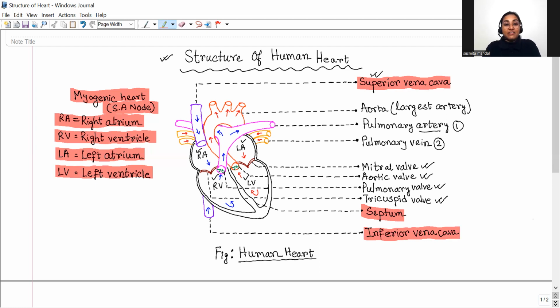Now the term vena cava. Vena cava means largest vein. The term vena cava means largest vein.